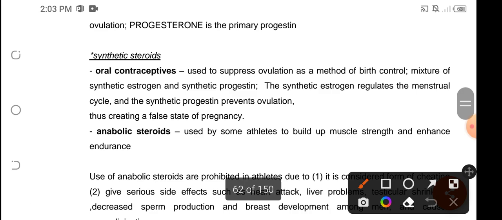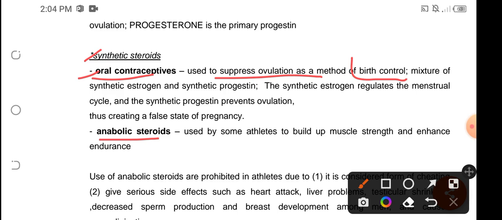Now, for the synthetic steroids, we have oral contraceptives and anabolic steroids. We all know that oral contraceptives suppress ovulation as a method of birth control. They contain a mixture of synthetic estrogen and synthetic progestin. The estrogen regulates the menstrual cycle, that's why those who take oral contraceptives will have regular menstruation. And the progestin content suppresses ovulation, thus creating a false state of pregnancy.